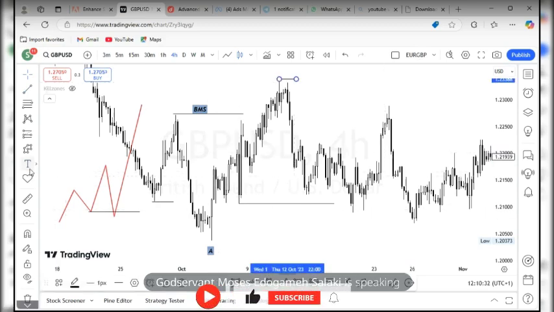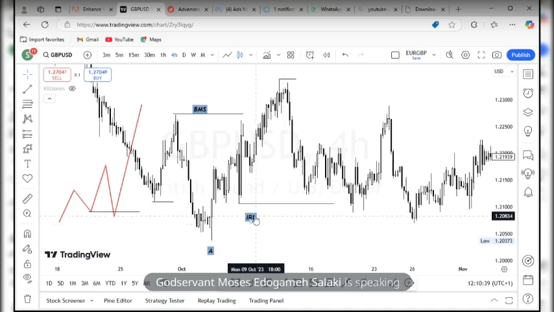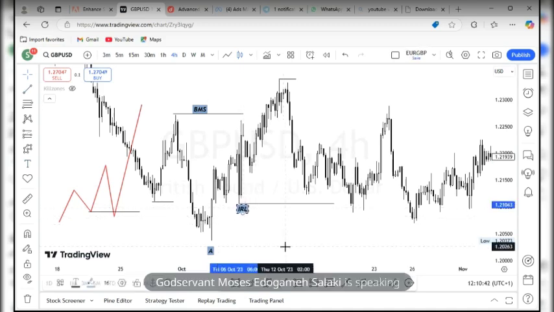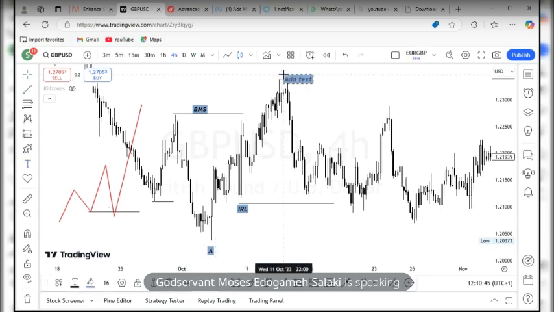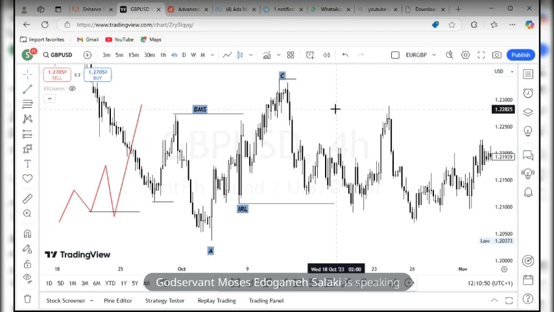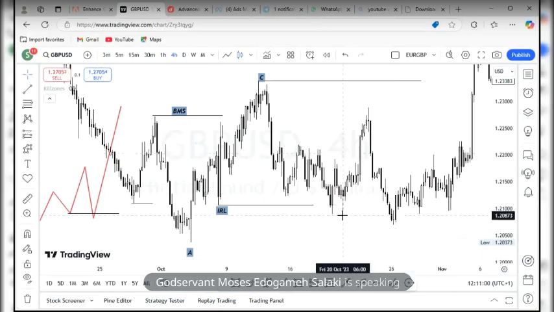I have my B leg here, which is my internal range liquidity, which I'm expecting price to come and capture. And then I have my C leg here, which is where I'm expecting the move to capture the B leg will begin from. So the C leg becomes my external range liquidity. It doesn't matter the time, price will come for it. If price takes out internal range liquidity, price goes for external.